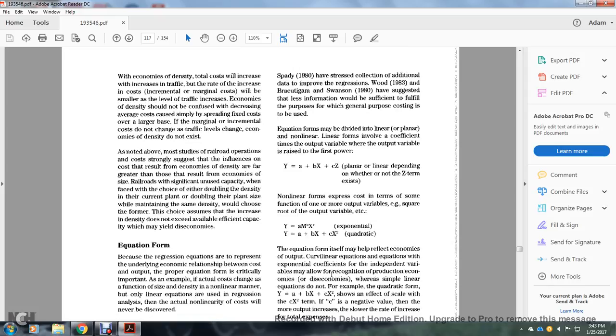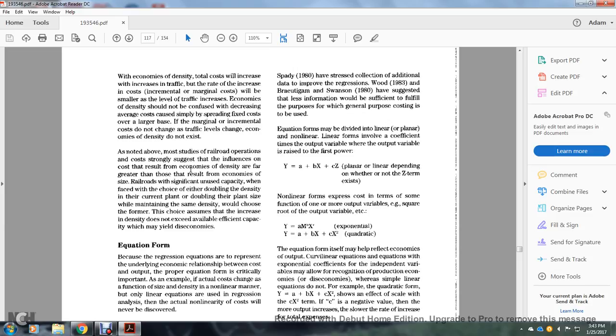Alright, with economies of density, total cost increases with the increase of traffic, but the rate of increase, the incremental or marginal cost, will be smaller as the level of traffic increases. Economies of density should not be confused with the decreasing average cost caused by spreading fixed costs over a large base, since marginal incremental costs that do not change with the traffic level do not reflect economies of density.